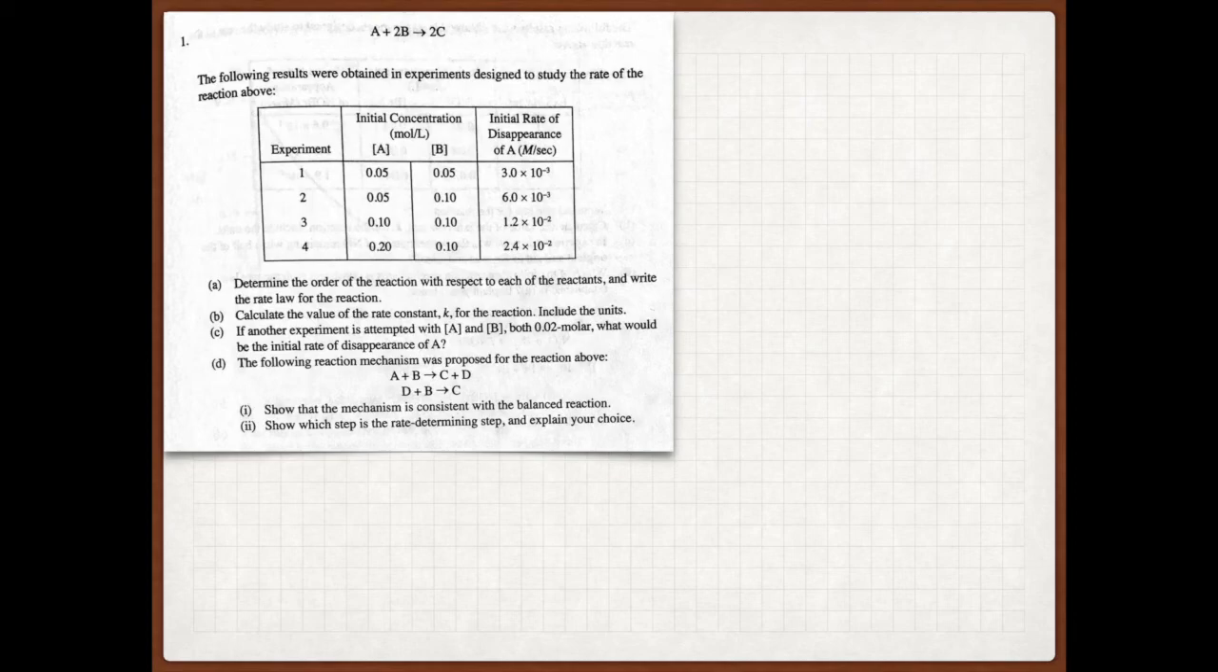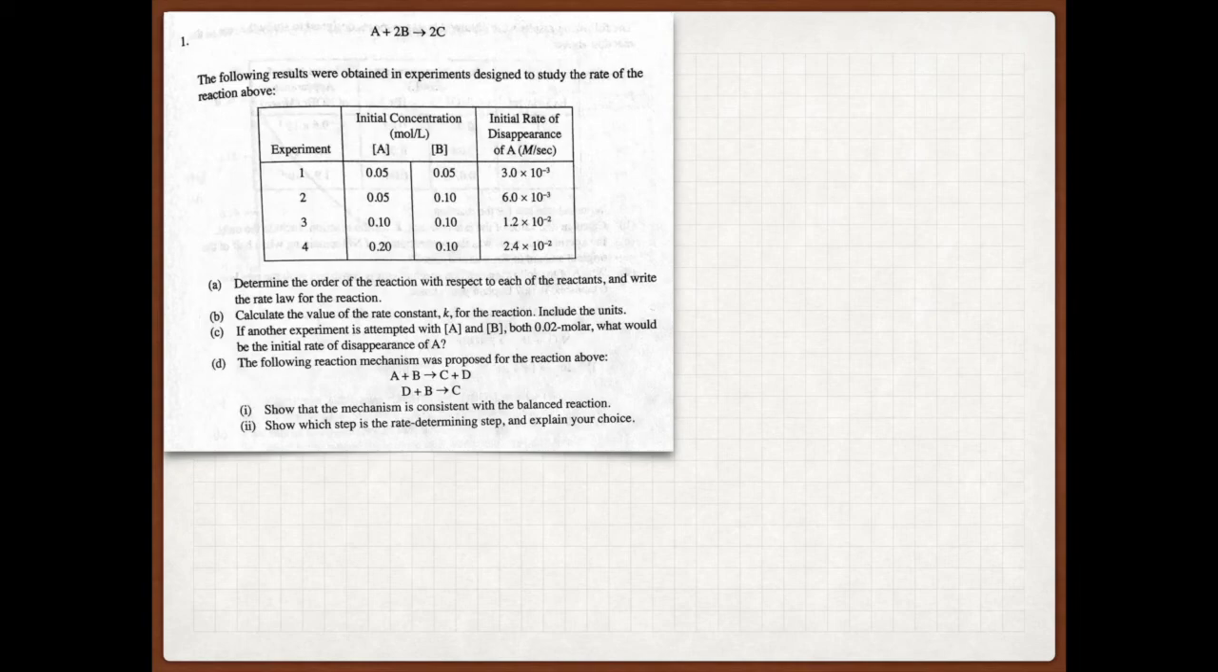In this video, I'm going to go through all of the free response questions from the Princeton Review for Big Idea 4. So let's look at the first question. In number 1, it gives you the reaction, and it says the following results were obtained in experiments designed to study the rate of the reaction above.